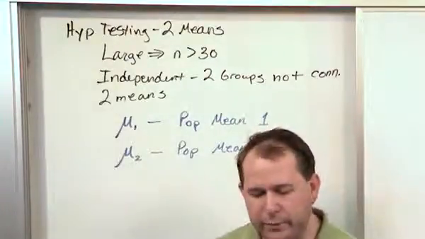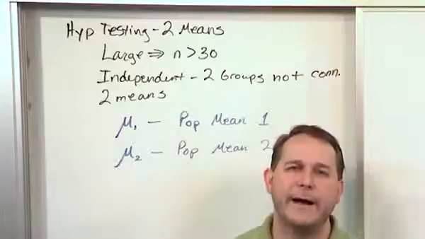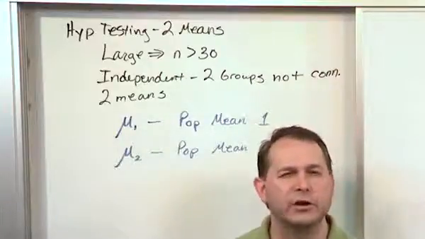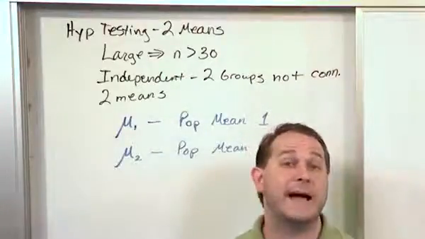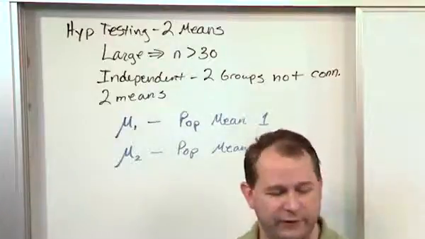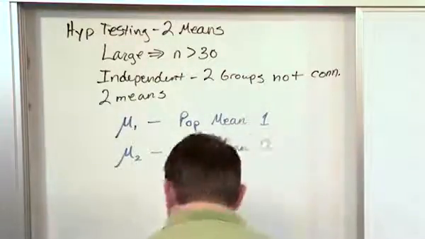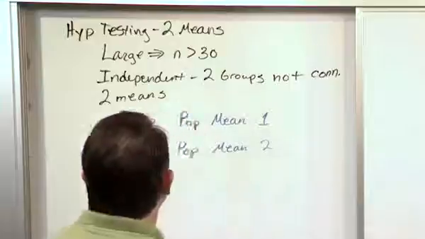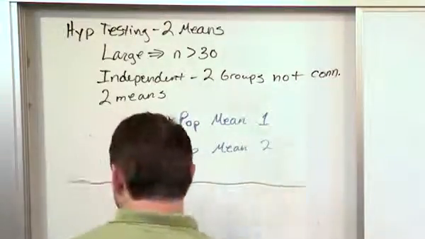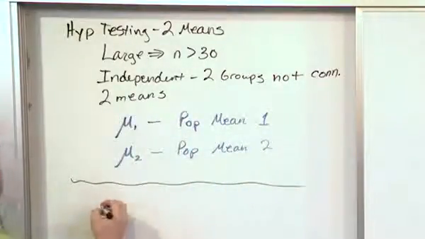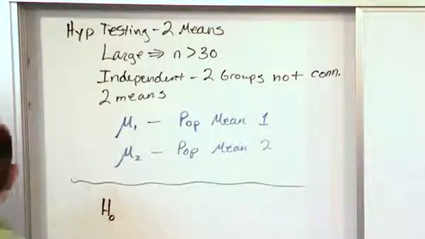Now, what we need to do next is start talking about these hypotheses that we're going to write down, because they're going to look a little bit different than what we've done in the past, because we now have two means to deal with, not just one. So let's think about the null and the alternate hypothesis. A null hypothesis, as you know, is H sub 0.